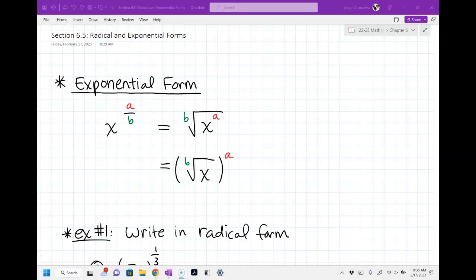Okay, so in section 6.5, we're talking about radical and exponential forms. Now, I'm only going to show you the exponential form and how to change it into a radical form. And then we'll discuss how to go backwards, but it's not really that terrible.